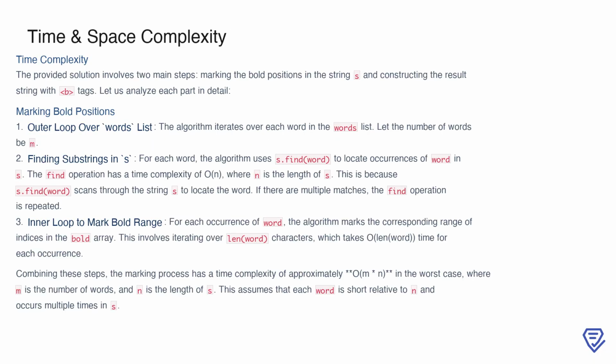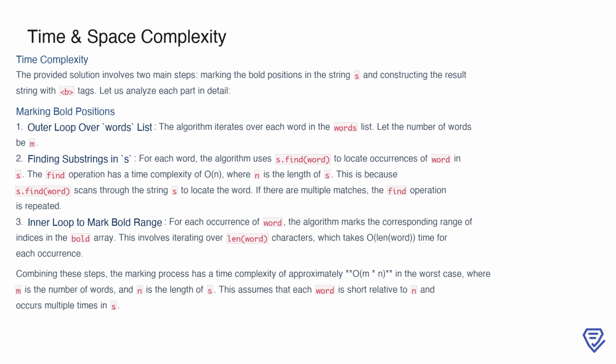To analyze the time complexity, we start by looking at the two main steps of the solution, marking the bold positions and constructing the result string. First, during the marking step, the algorithm iterates over all the words in the words list. Let's say there are m words in total. For each word, the algorithm uses the s.find(word) operation to locate its occurrences in the string s.